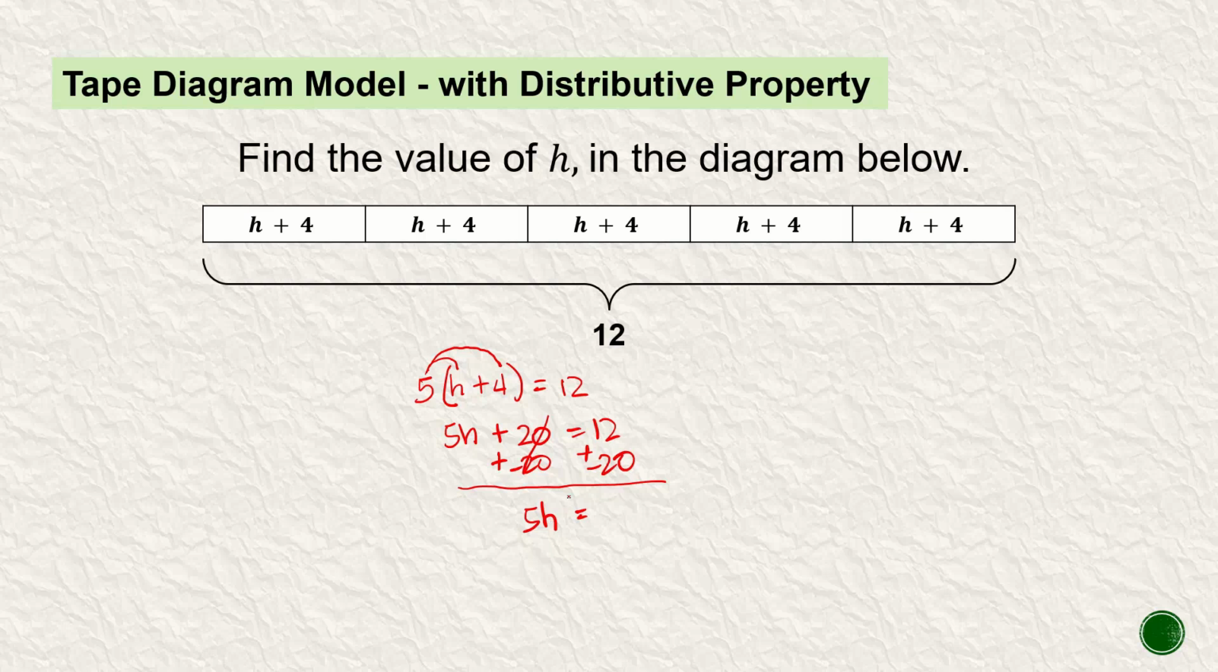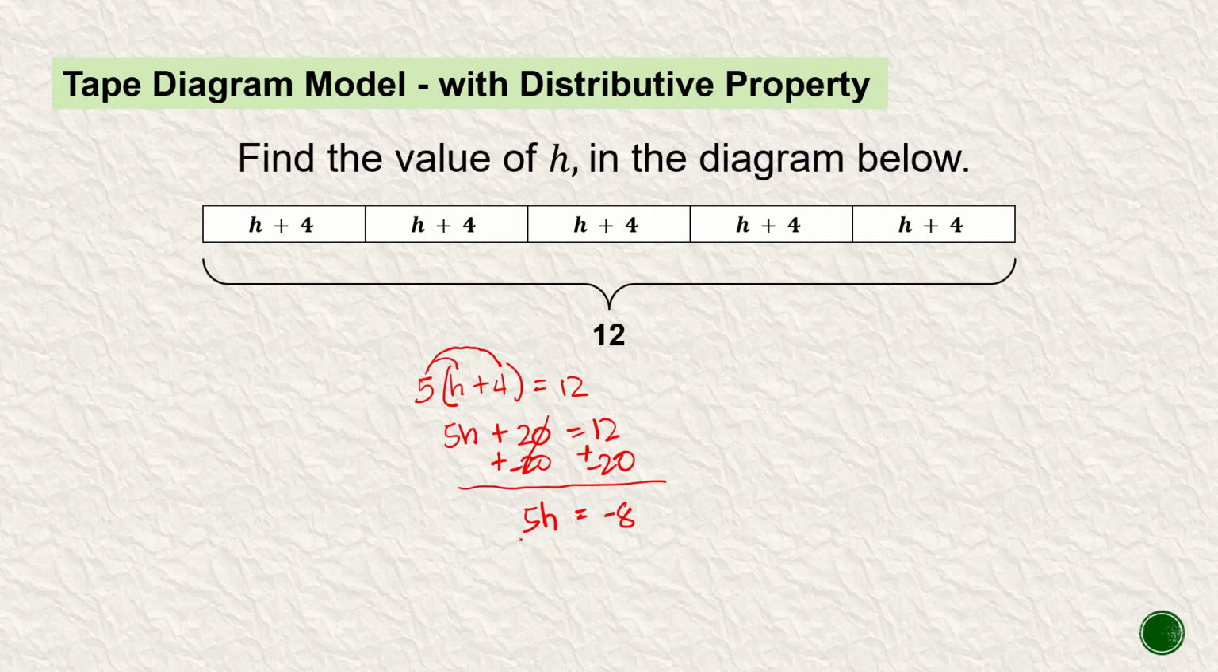So now we have 5h, and then 12 plus negative 20. They have different signs, so we need to subtract them, right? So it's 20 minus 12, and that's 8. 20 is larger than 12, so that will be negative 8.